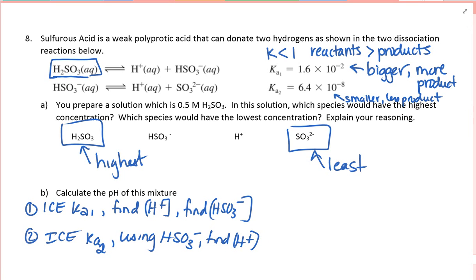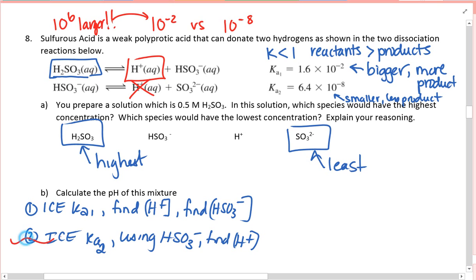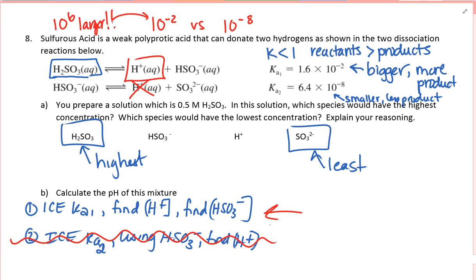But then if we look back and think about what we just said, that first reaction makes a lot more products than the second reaction. How much more? Well, if you compare 10 to the minus 2 versus 10 to the minus 8, this is 10 to the 6 times bigger, so 6 orders of magnitude. It is way bigger. So what that means is the amount of H plus generated by the second reaction is going to be negligible compared to how much is made in this first reaction. So that simplifies everything, and we can just do this step right here. So you can just set up an ice chart. The general rule with polyprotic acids is that you can pretend like it's just a monoprotic acid when you are doing this, because the later dissociations will generate so little H plus, you can just ignore it.